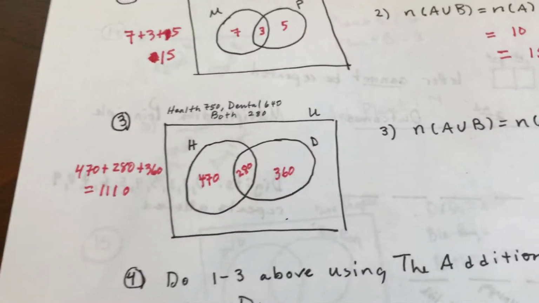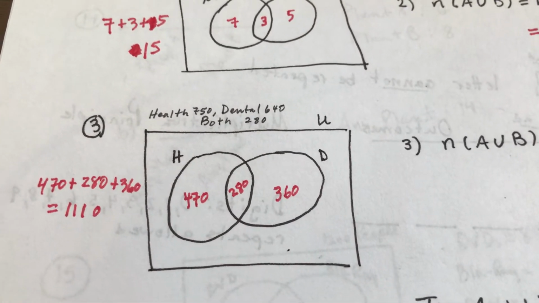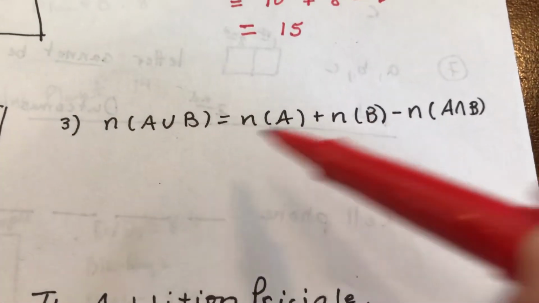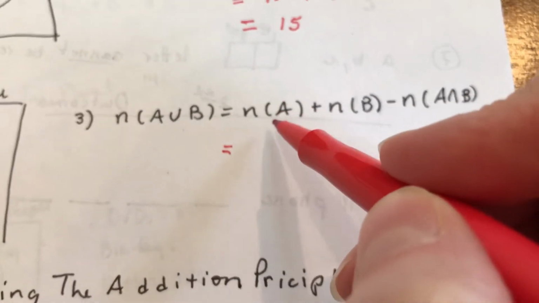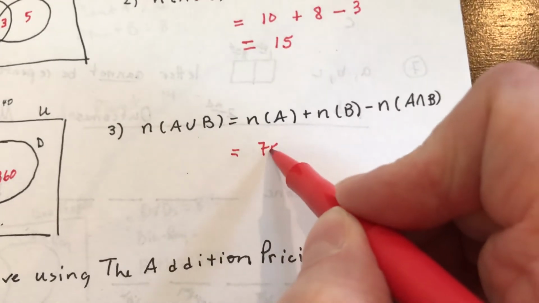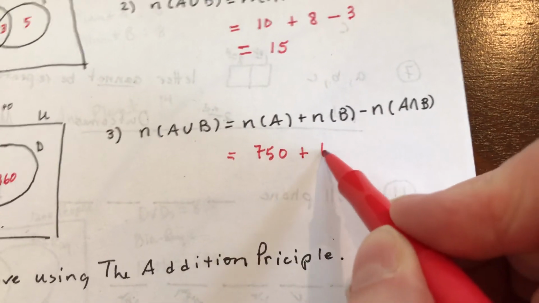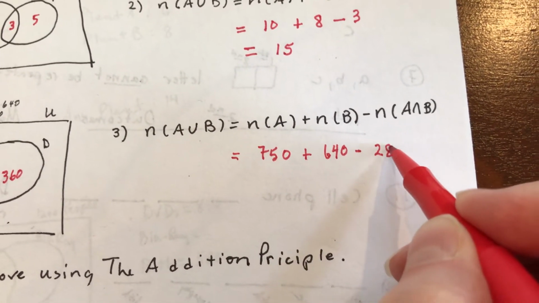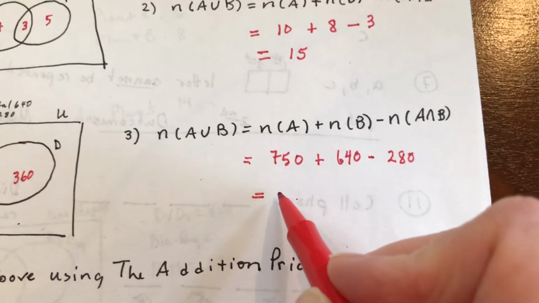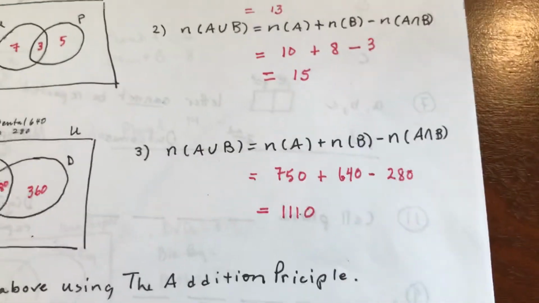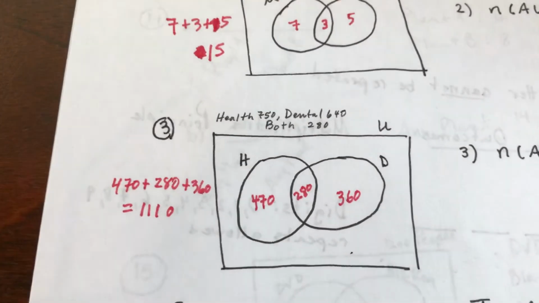This was about the health care and the dental care offered by firms that were surveyed. And the number in A union B, so we're using the principle again and again. So the number that offer health was, what was that, 750, plus dental was 640. Then we have to subtract off the ones that offered both. And if you take your calculator out, you'll see that it gives you the answer without a Venn diagram, the same answer as we had before.